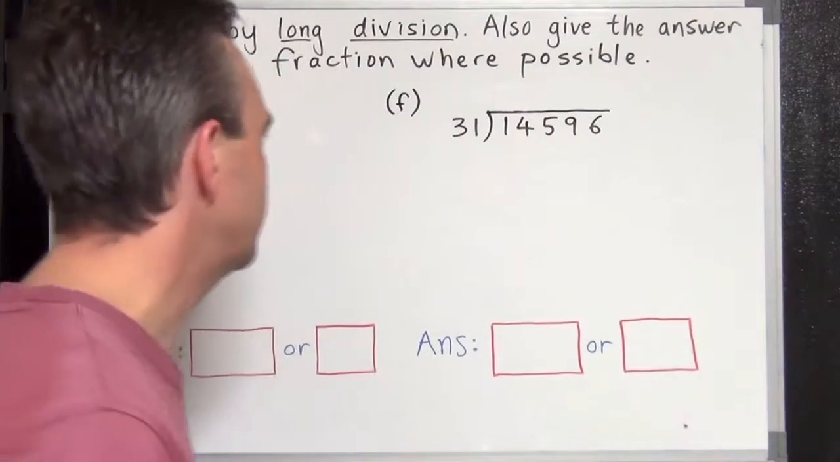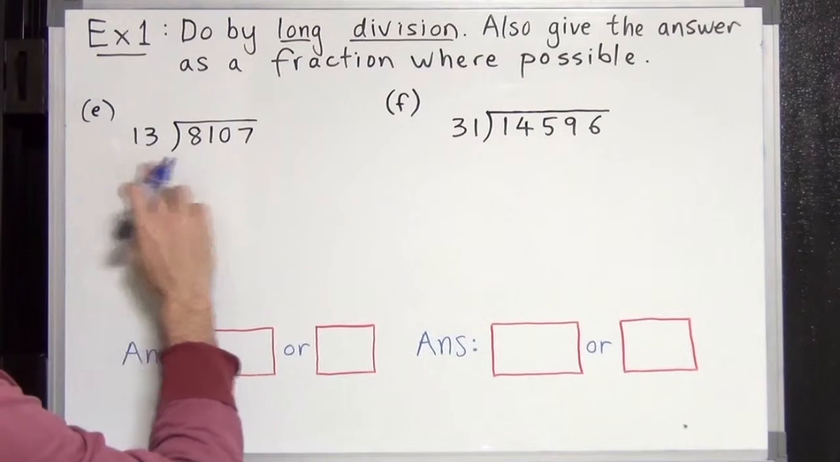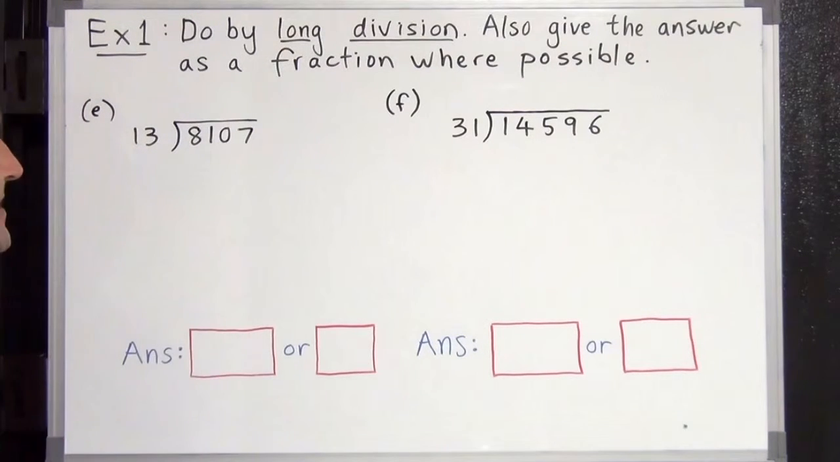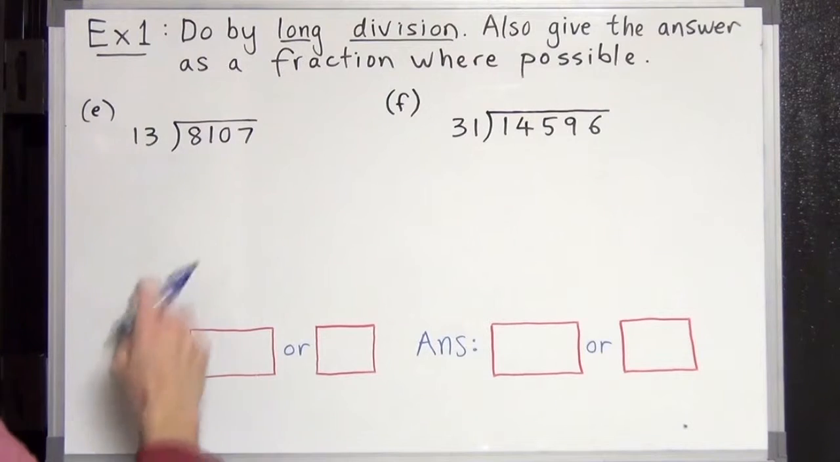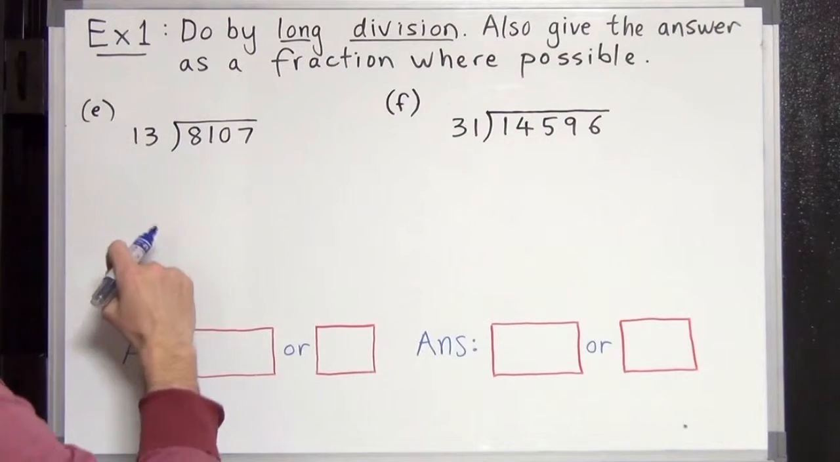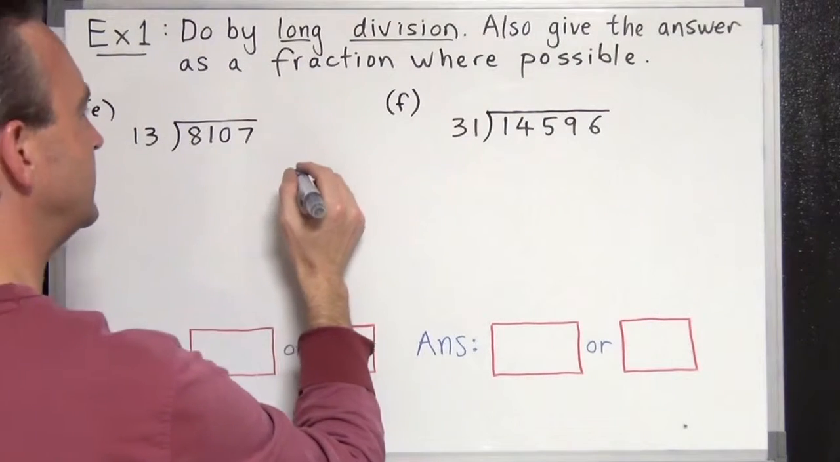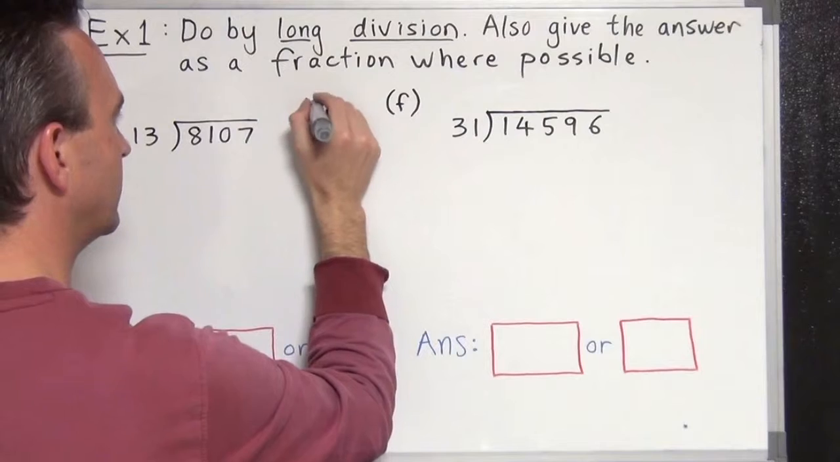Two more. Let's make the numbers a little bit bigger, just for a final challenge. 13 into 8,107. Ooh, getting bigger now. 13 times 10 is 130, so 13 times 5 is going to be 65. So I think 13 times 6 maybe.